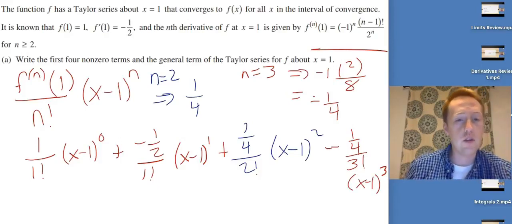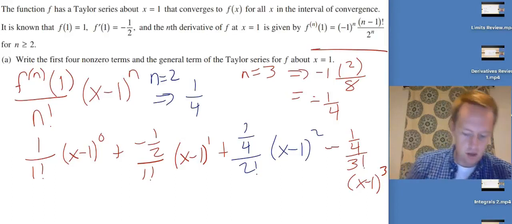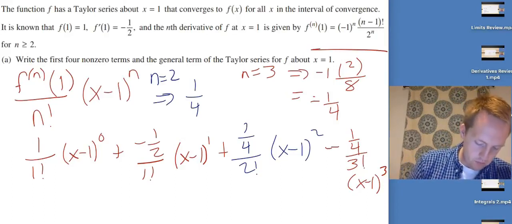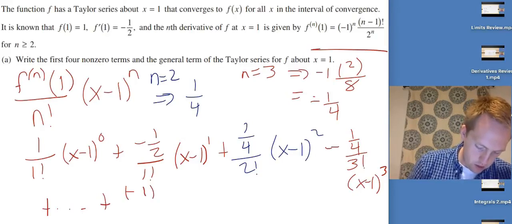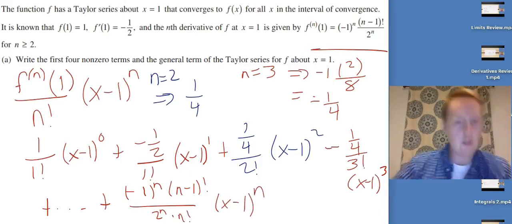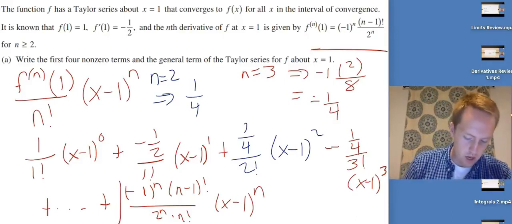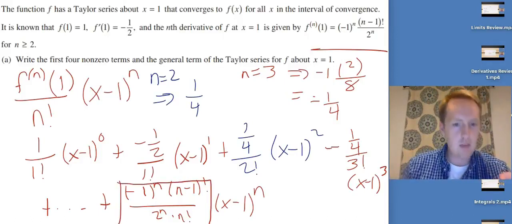Okay, for the general term, because it wants that as well, I'm just going to use the nth derivative thing that they gave me. The general term is going to be negative 1 to the n minus 1 factorial over 2 to the n times n factorial x minus 1 to the n. Now there may be some pattern that I'm just completely missing, but I'd rather just save my time. Nth derivative over n factorial, that's this part here, times x minus 1 to the n.